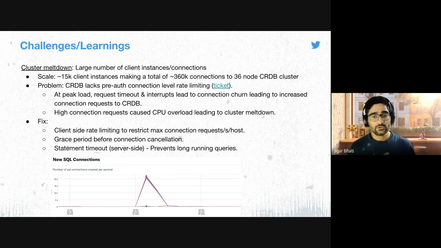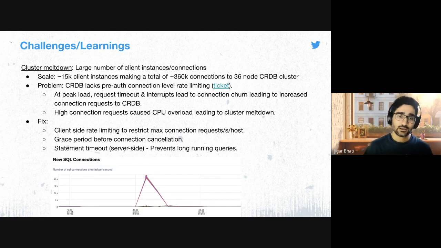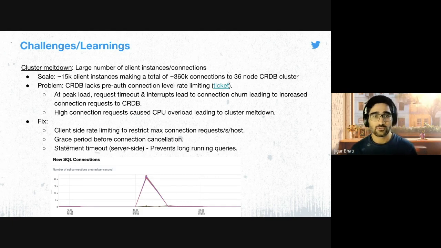Because of that, the client is not triggering any connection cancellation, and the same connection can be reused for sending other parts of the request as well. That helped reduce the connection churn from the client side, and thereby reduce the connection requests the CRDB server was getting, and thereby improve the stability of the cluster. And we set the statement timeout to be 40 milliseconds on the server side, just to prevent any long running queries that may be triggered in an ad hoc fashion. And in the bottom graph, you can see the scale at which new connections get created under this high load.